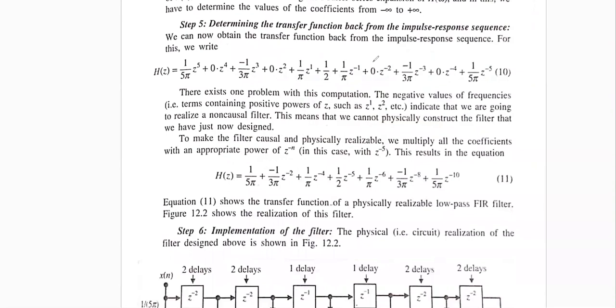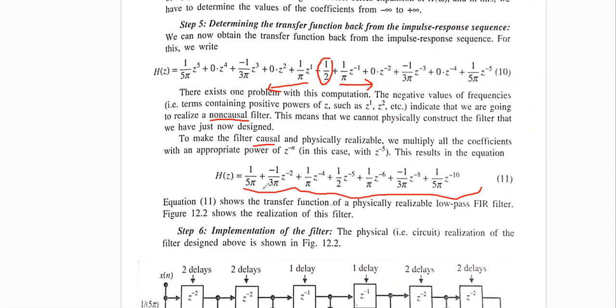Now there is a problem. This is the 0th sample. This is negative, this is positive. Now it makes a problem. This is a non-causal system. If we want to make it a causal system, what we can do is multiply the whole system by z to the power minus 5. Then the system is represented like this, which shows that the total system is a causal system.